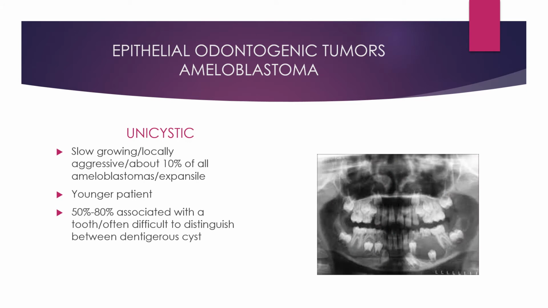The unicystic ameloblastoma is slow-growing, locally aggressive, comprises about 10% of all ameloblastomas, and like the other ameloblastomas, is expansile. This is usually in a younger patient. 50 to 80% are associated with a tooth, and so it's often difficult to distinguish between ameloblastoma and a dentigerous cyst.